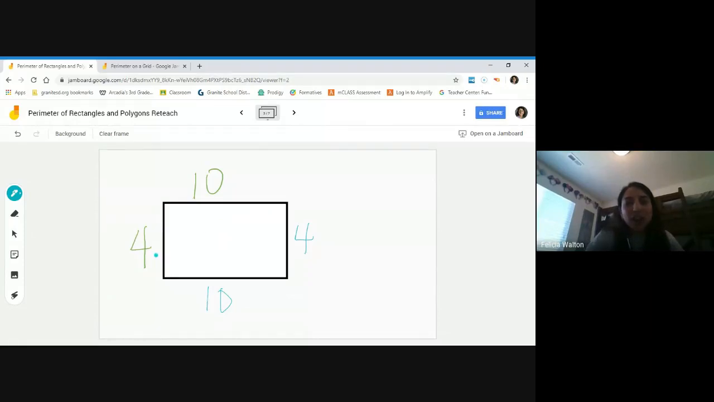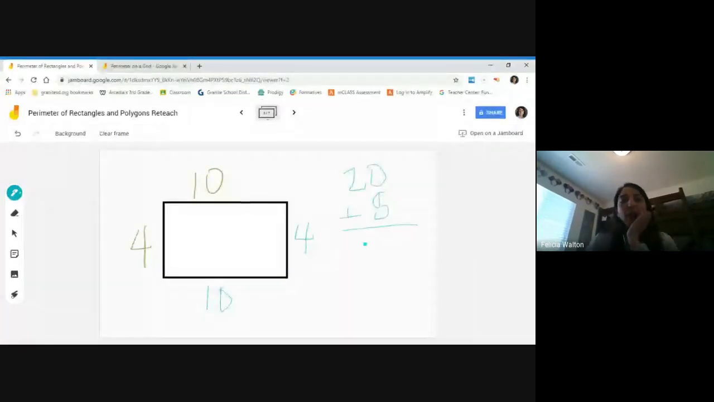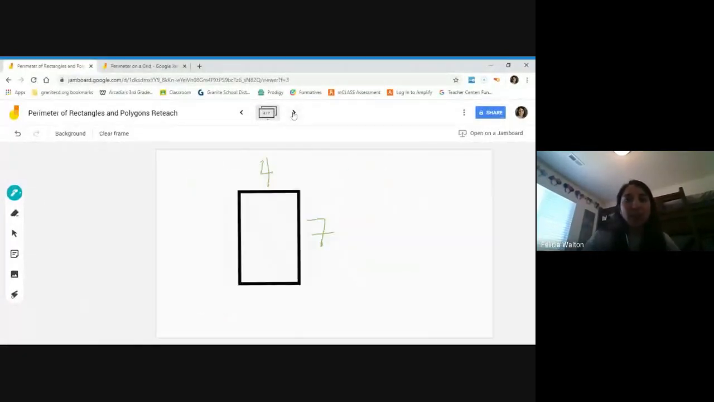So I'm going to just add those together. 10 plus 10 is 20. You can write it out on a piece of paper, or just do it in your head. And then 4 plus 4 is 8, so we'd add 20 plus 8, and we would get 28, like so. And so let's take a look at this one here.